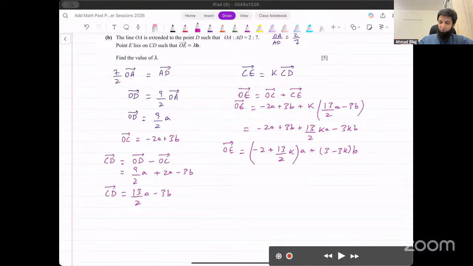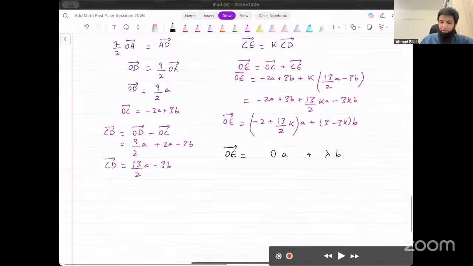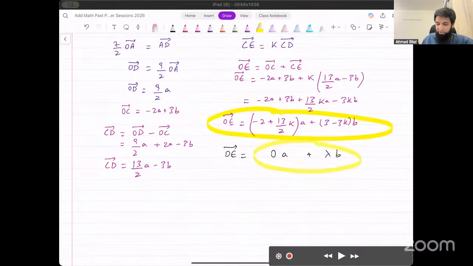Acha, this is what we're getting for OE. In the question they said, OE vector is supposed to be lambda B. OE vector is equal to lambda B. So there's no A component in that. So we could say it's 0A plus lambda B. And now we can compare both of them, right? Because we are getting this OE, they gave us this OE. So they should match each other.